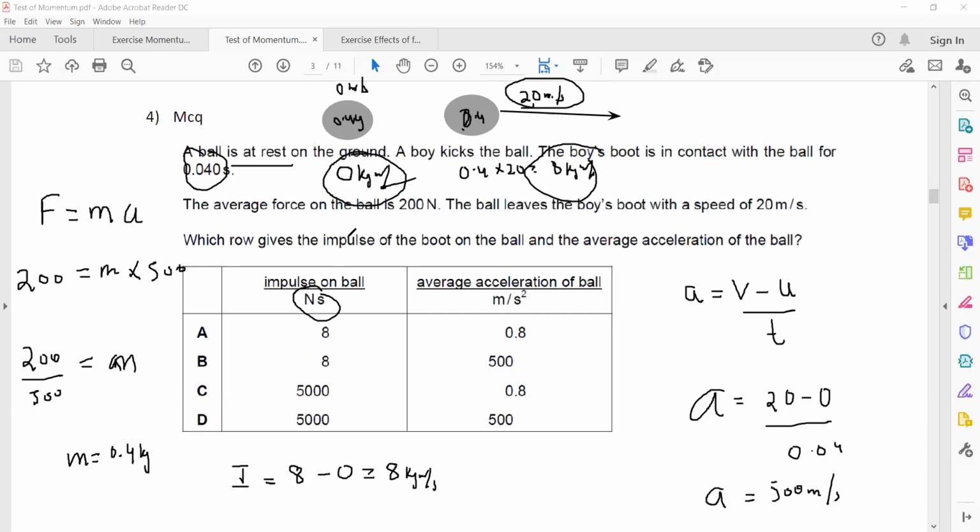Is it clear? So we calculated the acceleration. Using acceleration, we got the mass, and using the mass, we calculated the initial momentum and final momentum. Initial momentum was 0 because the object was stationary. Final momentum, because the object was moving with 20 meter per second, is the product of mass and velocity. So 0.4 multiplied by 20 will give us 8. I means impulse, the change in the momentum.